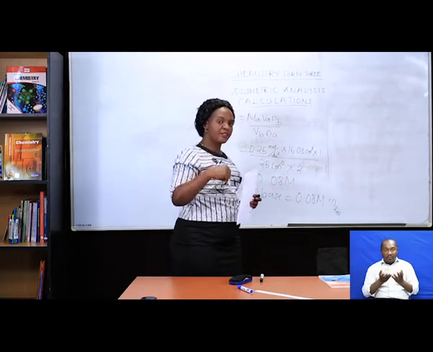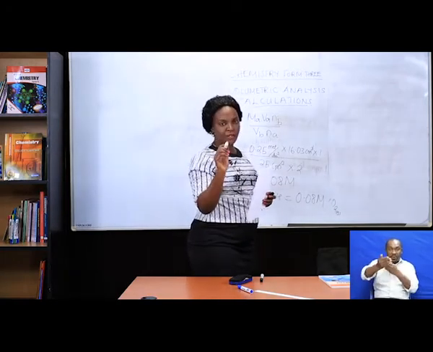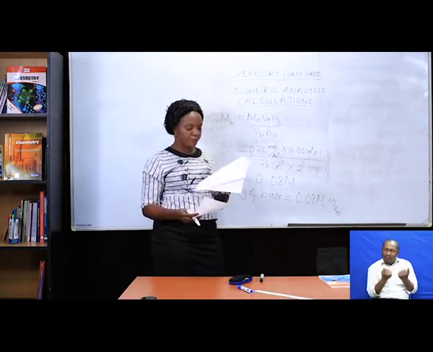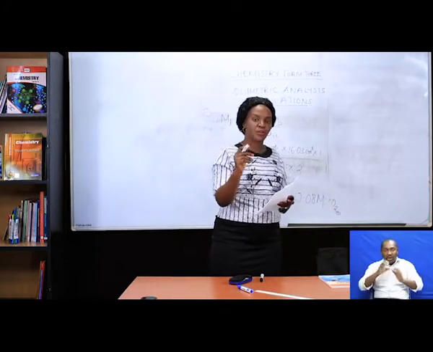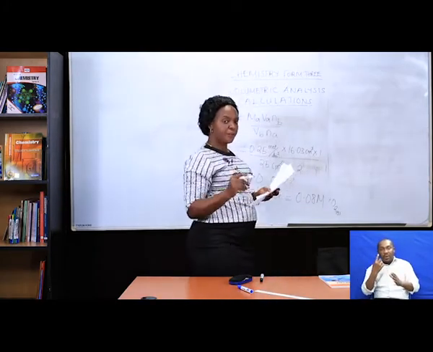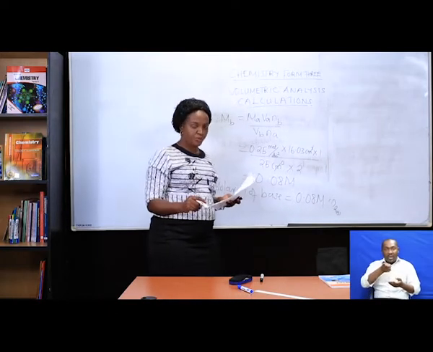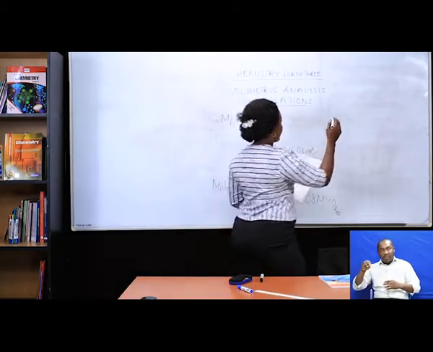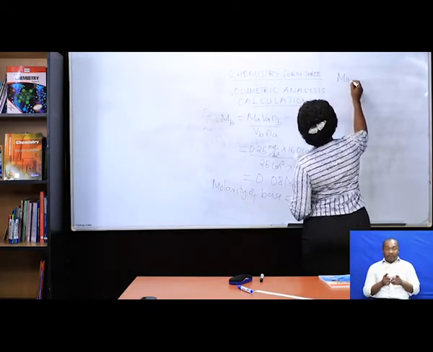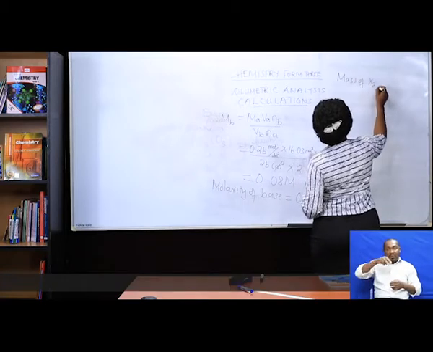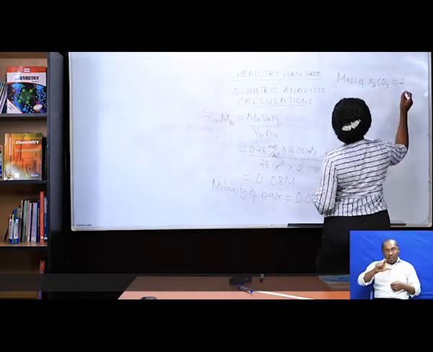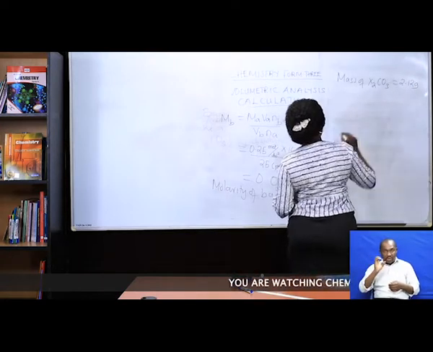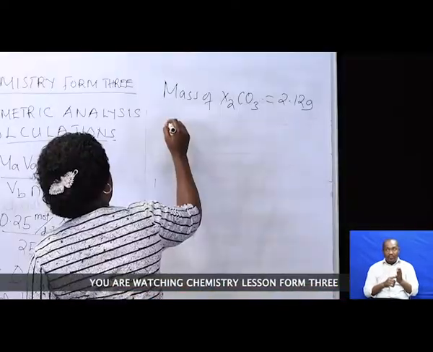So if you recall back to the question, you are going to read that it was how much dissolved in 250 cubic centimeter. It was 2.12 gram of metal carbonate were dissolved into 250 cubic centimeter. Therefore, mass of metal carbonate were 2.12 gram. What was the volume?